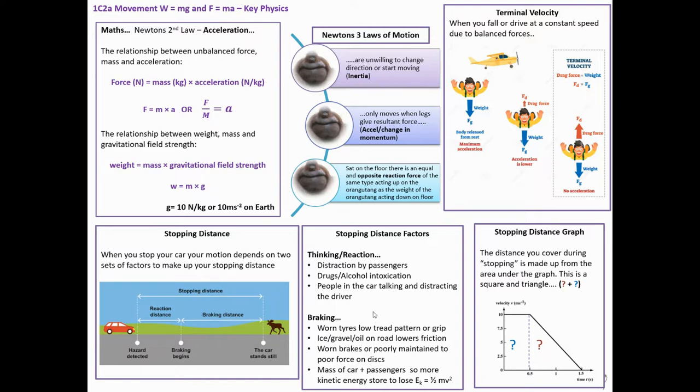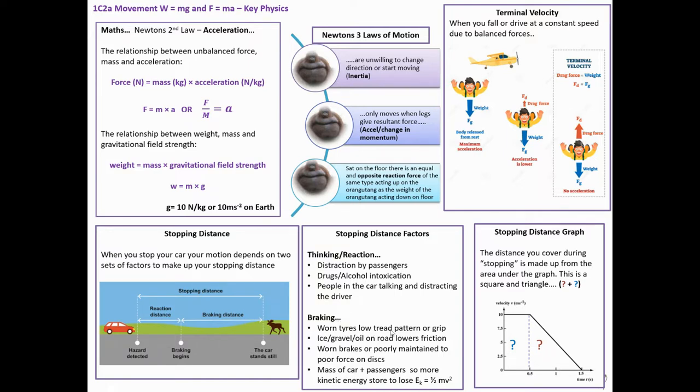Stopping distance factors: we need to think about if you were distracted by the passengers, you were drunk, you'd taken drugs, so you're intoxicated, that would be the same marking point. People talking in the car, distracting the driver as well, that could be another one. So it could be any other form of distraction. I suppose these two are the same point, but it's noise, it's distraction. Could be something outside of the car as a distraction as well.